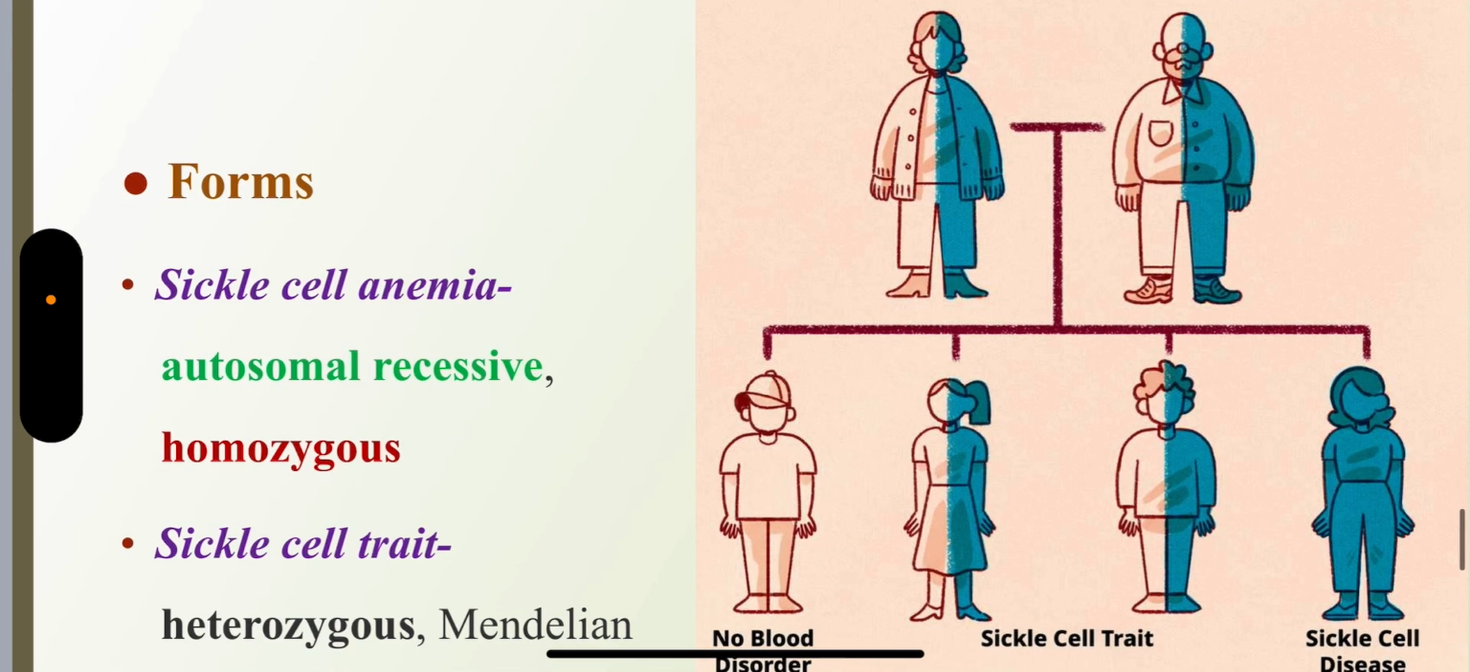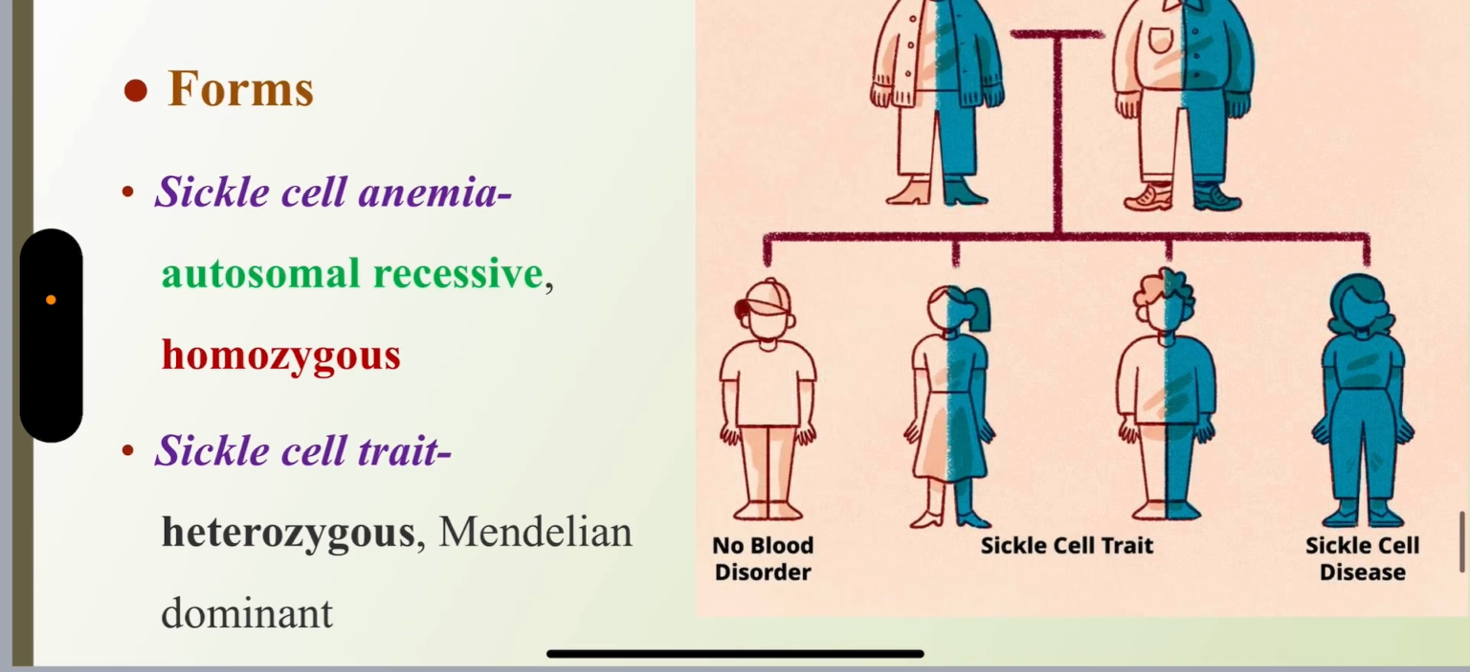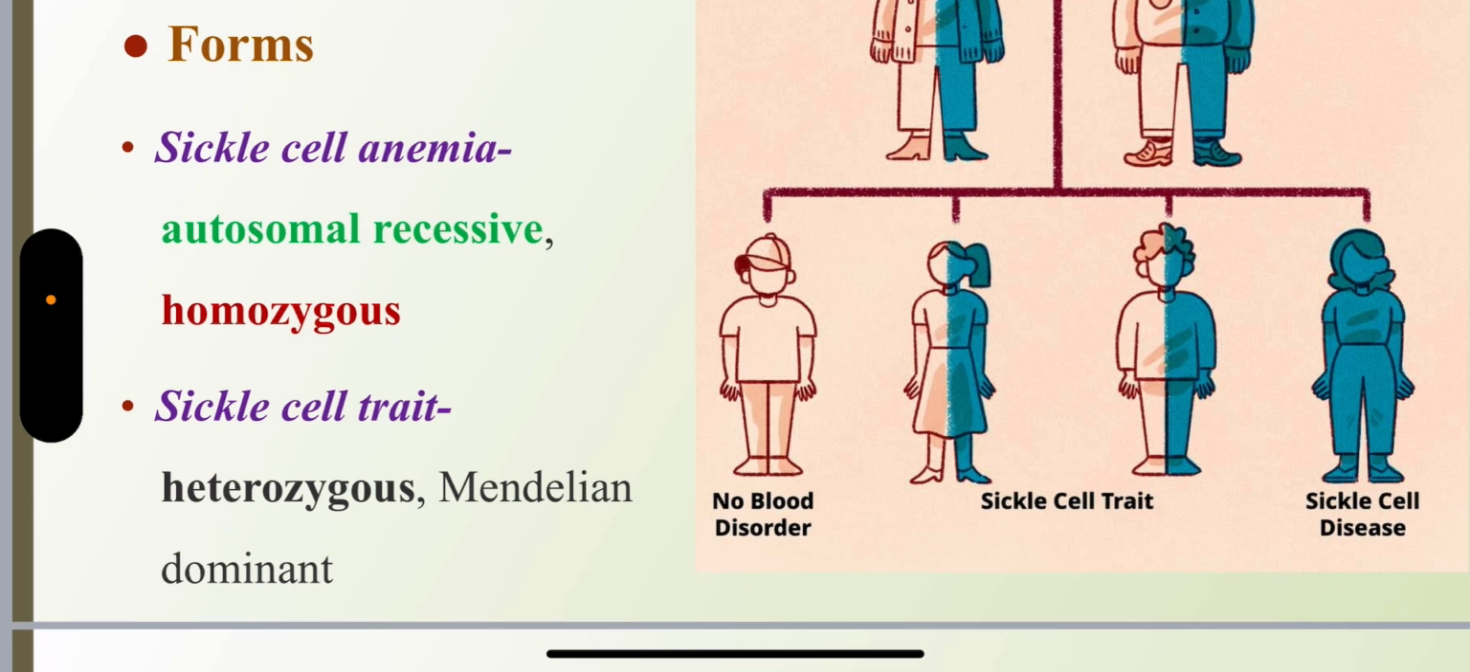Now there are two main forms of this disease. Sickle cell anemia, the homozygous condition, is autosomal recessive. Whereas sickle cell trait is a heterozygous condition and is inherited as a Mendelian dominant trait. Now this carrier trait offers protection against P. falciparum malaria. Don't get confused. P. falciparum protection is only for patients who have sickle cell trait, not sickle cell anemia.